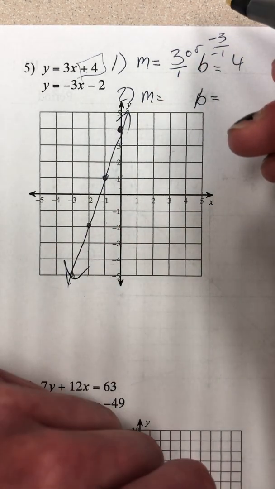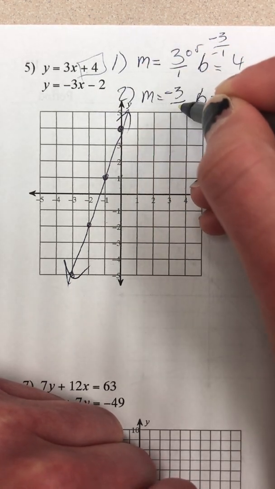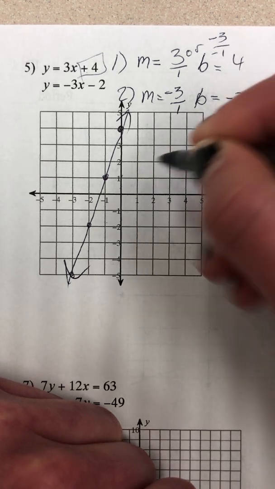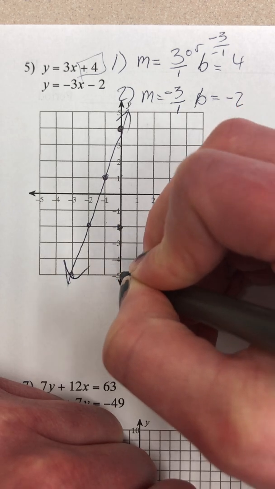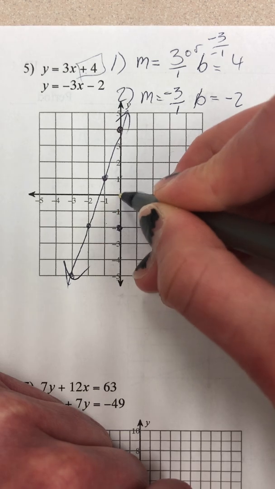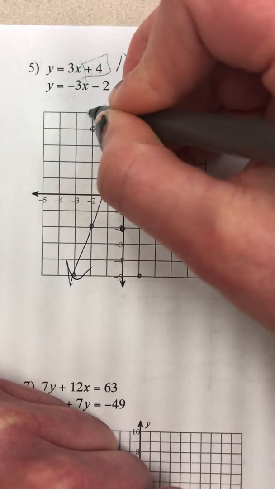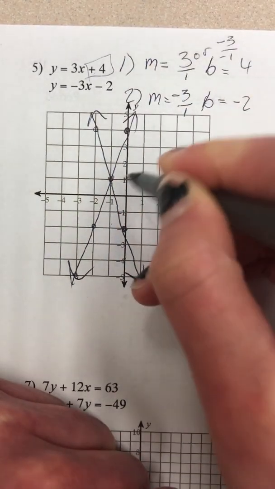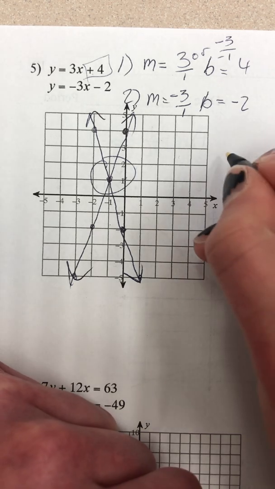Now for our second graph, it is negative 3. Remember, if it's an integer, it's also going to be just over 1, and our y-intercept is negative 2. We're going to start off at negative 2. Our slope is negative 3 over positive 1. Remember, you can do it the other way. We can go up 3 to the right 1. Where they intersect is our solution. In this case, it's negative 1, positive 1.